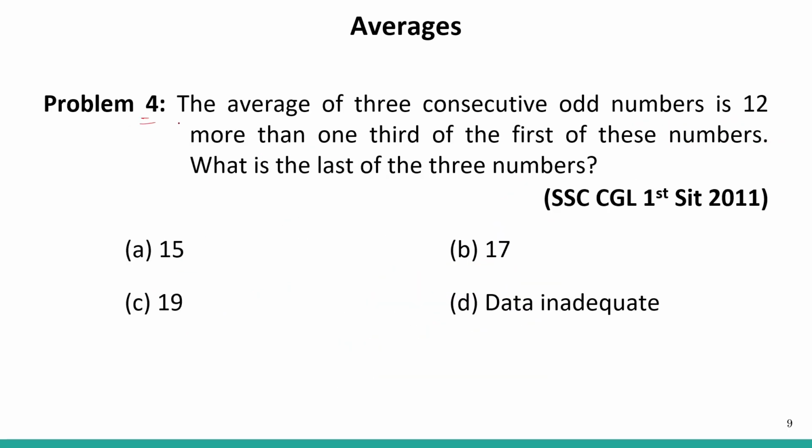Let's see problem number 4. The average of 3 consecutive odd numbers is 12 more than 1/3 of the first of these numbers. So what is the last of these 3 numbers? This question appeared in the SSC CGL first sitting 2011 paper. If option A is correct, it will be 15. If option B is correct, it will be 17. If option C is correct, it will be 19. And if option D is correct, it will be data inadequate. So let's see which among these 4 is the actual correct answer.